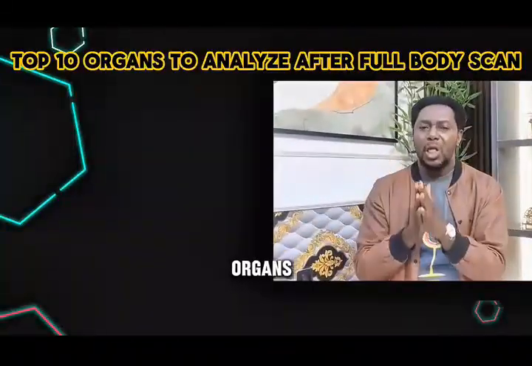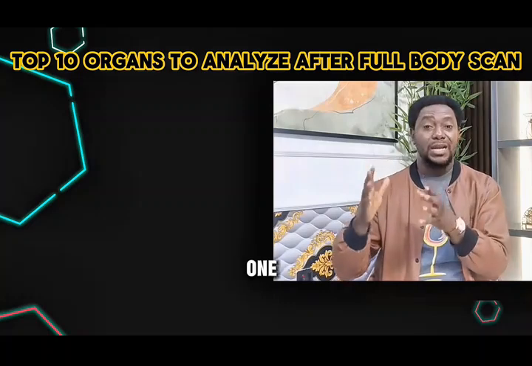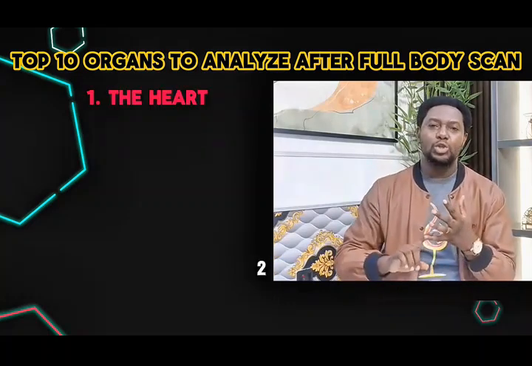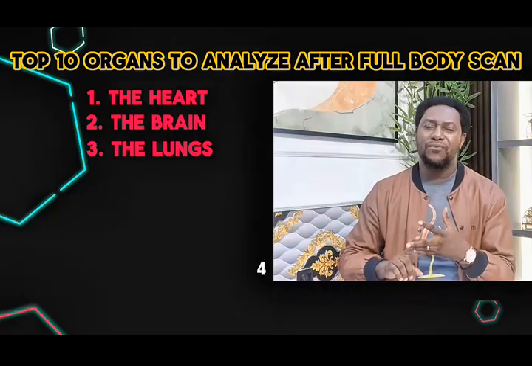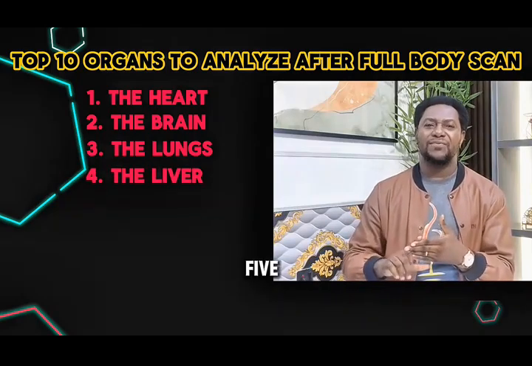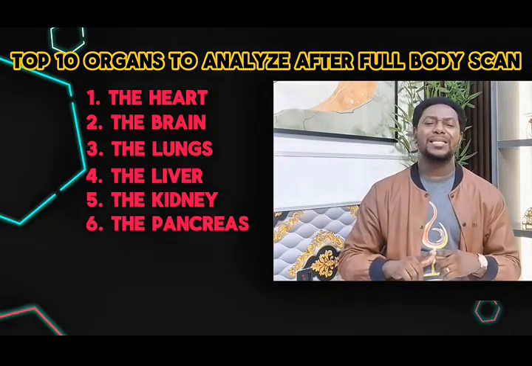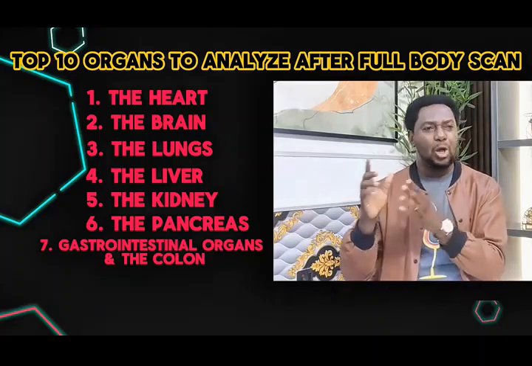Top 10 organs that you should investigate whenever you finish running a full body scan. Number 1, the heart. Number 2, the brain. Number 3, the lungs. Number 4, the liver. Number 5, the kidney. Number 6, the pancreas. Number 7, the gastrointestinal organs and the colon.